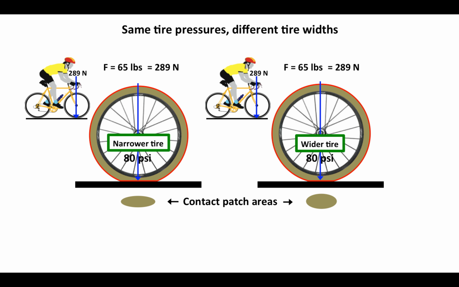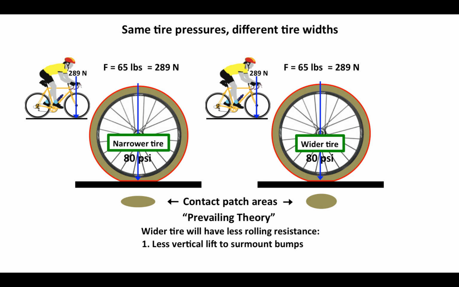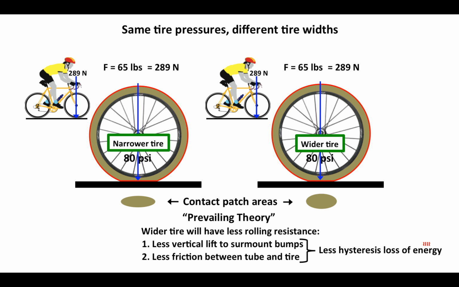Now, I will give you what I will call the prevailing theory about this, which is the following: that the wider tire will have less rolling resistance because there will be less vertical lift to surmount the bumps, because the tire will absorb some of those. There will also be less friction between the tube and the tire. The combination of those will give us less hysteresis loss of energy in the form of heat.